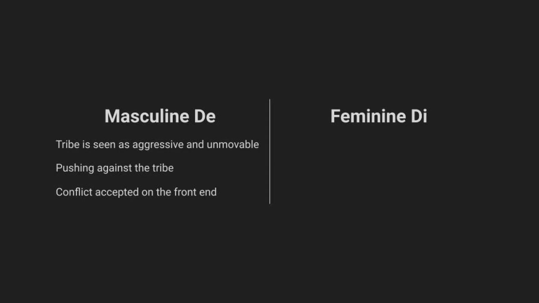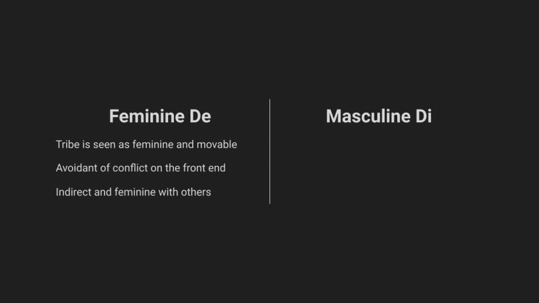With the deciders, we track your feminine or masculine aspect of your tribe human need. Again, savior or demon doesn't matter. In the first case, your DE is masculine and your DI is feminine. This means that you see the tribe as aggressive and unmovable, and you tend to push against it. You're more accepting of conflict on the front end. Conversely, your identity is feminine. It's movable, it's flexible, and you feel the need to protect it.